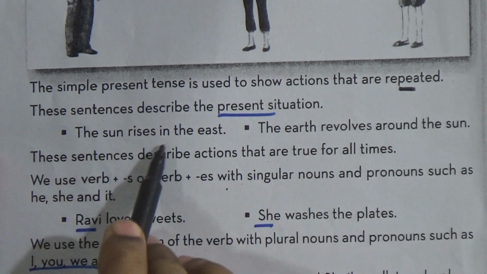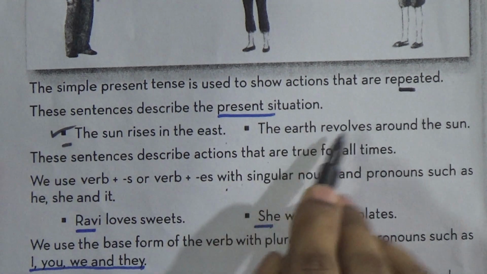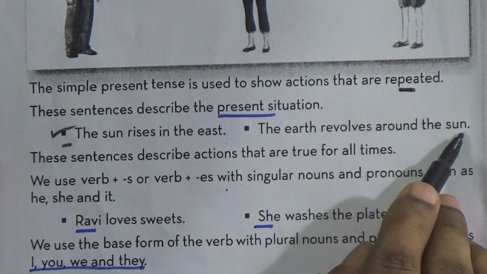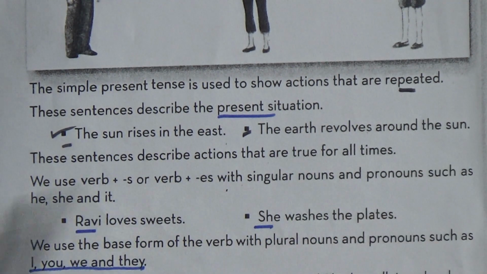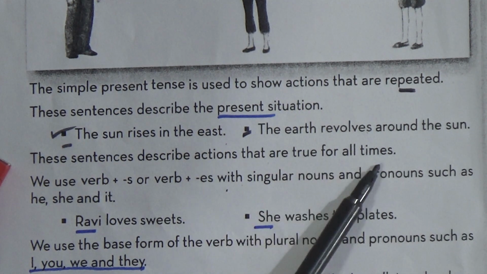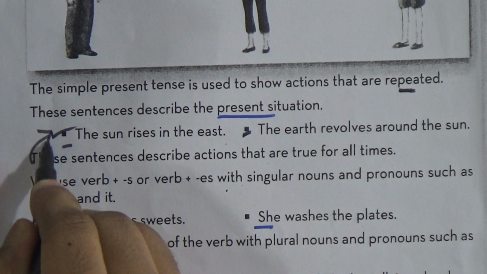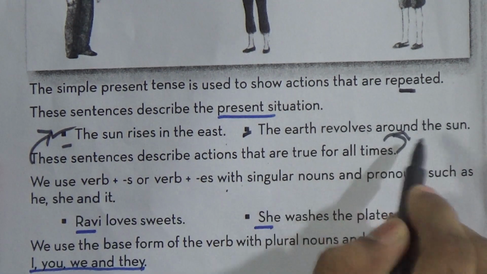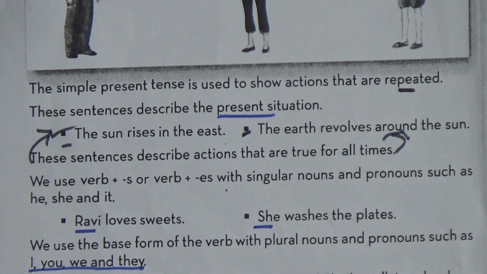The sun rises in the east. This is also a universal truth. The earth revolves around the sun. This is also a universal truth, and the action is repeated. These sentences describe actions that are true for all times, which means universal truth.